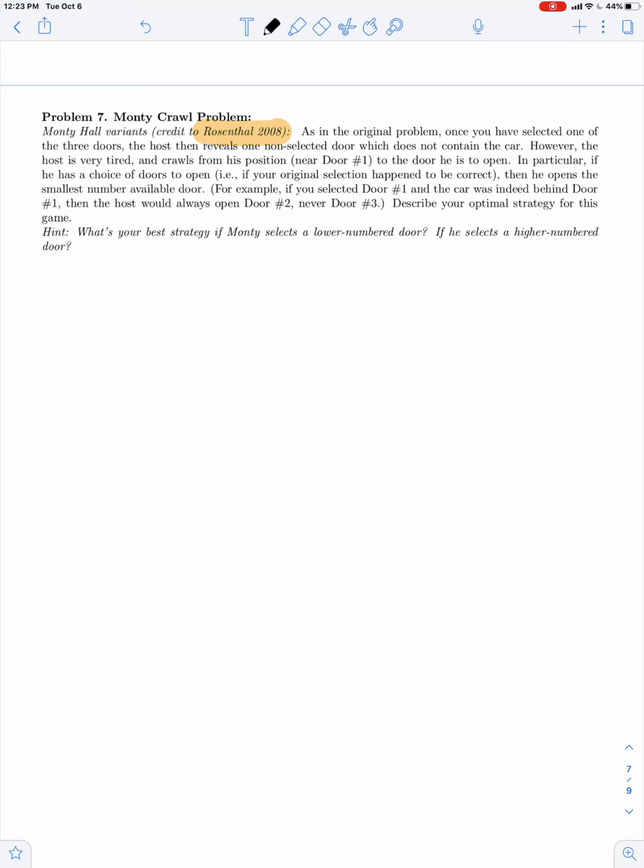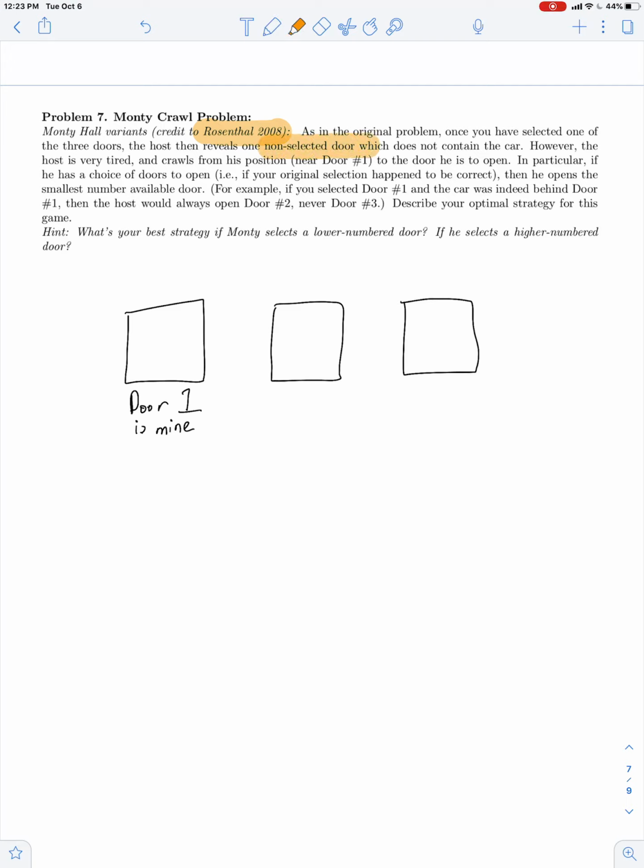So like in the original problem, you have three doors, and you can select one door. So without loss of generality, I'm going to say that I'm going to select door 1. And then Monty reveals one non-selected door which does not contain the car. So importantly, Monty's not going to spoil the game. He's always going to open a door that has a goat in it.